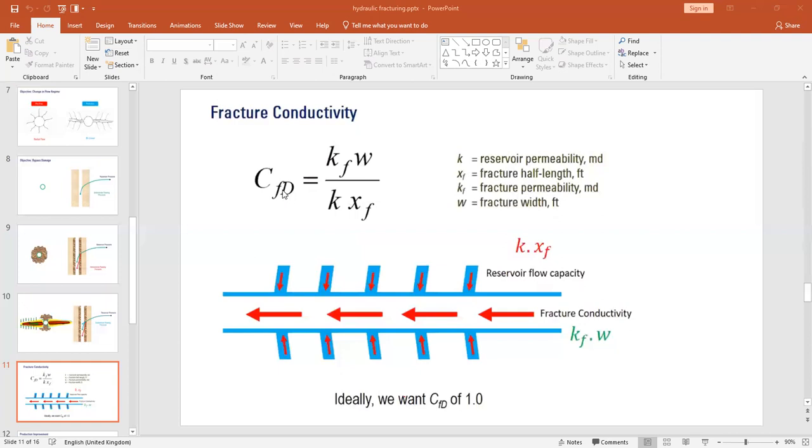So if you look at what we have here, this parameter that we have down here, which is k x_f, is what we call the reservoir flow capacity. And then this parameter up here is what we call the fracture flow capacity. Let me put it that way. Not the fracture conductivity, it is the fracture flow capacity. Because the fracture conductivity is C_fD.